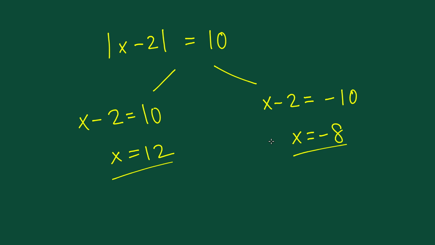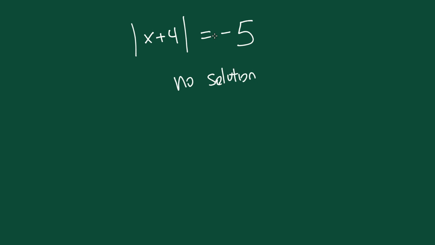All right, let's do two more. What if you saw the absolute value of x plus 4 equals a negative 5? If you saw this, there would be no solution. Okay? This would be a trick question because the absolute value of something must be positive. You can never have a negative absolute value. Okay, so this would be no solution.